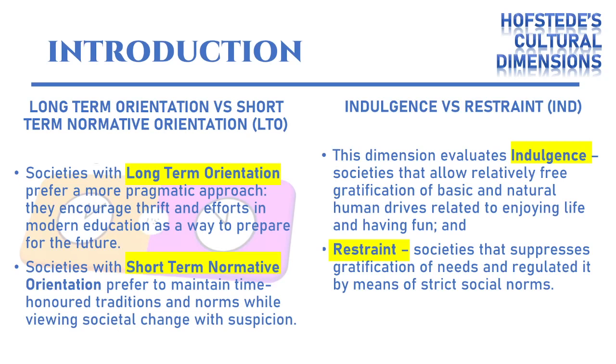And finally, the 6th dimension, indulgence versus restraint, IND. This dimension evaluates indulgence, where societies allow relatively free gratification of basic and natural human drives related to enjoying life and having fun, while societies with restraint suppress gratification of needs and regulate it by means of strict social norms.